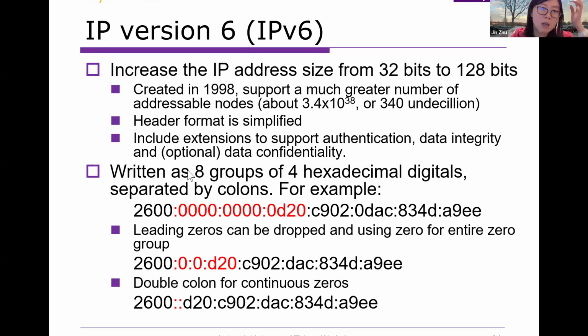Okay, so different from the IP version 4 address, the IP version 6 address is written as eight groups of 4 hexadecimal digits, as shown over here, separated by colons. The example over here is pretty long, right? So with the meaning of the zeros, we could drop them. Over here, this is also a valid IP version 6 address. If you have multiple zeros, you just use the double colons.